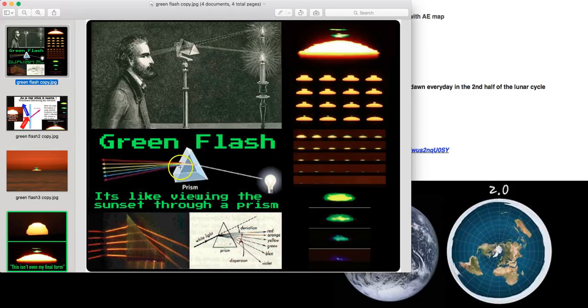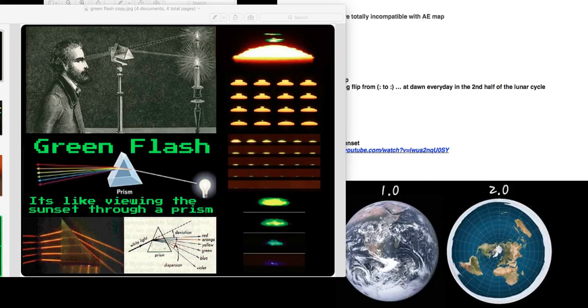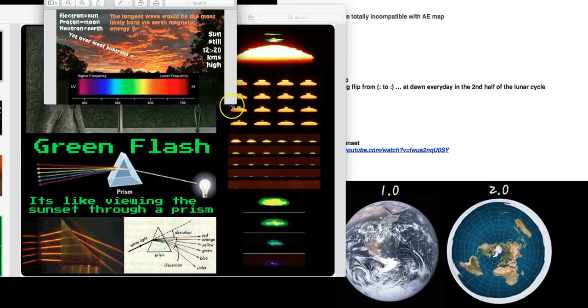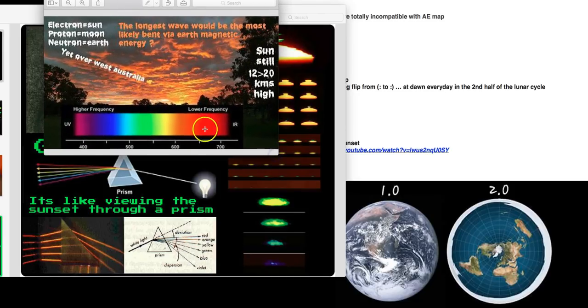And you see how it's red, orange, yellow, green? It's a different light band. So this diagram will show that quite clearly. You have the higher frequency light, yellow, orange, red, and green.